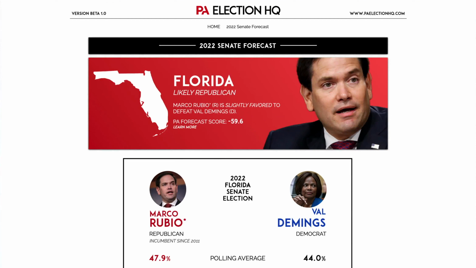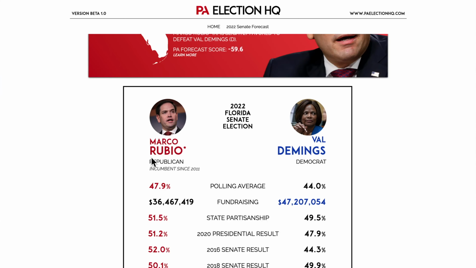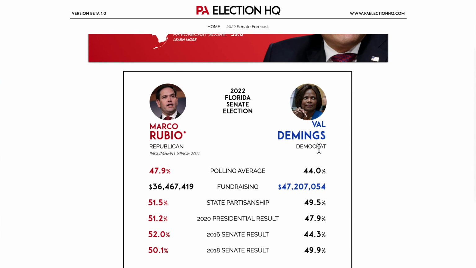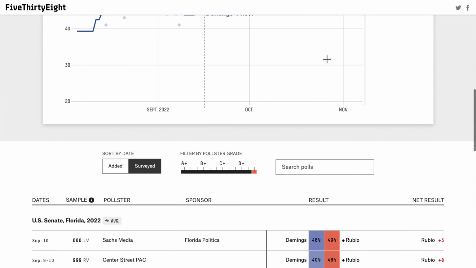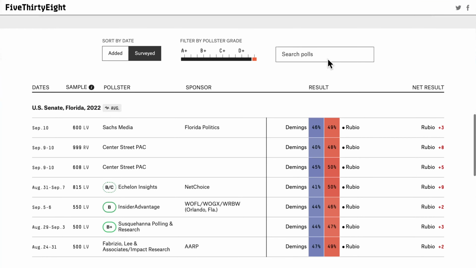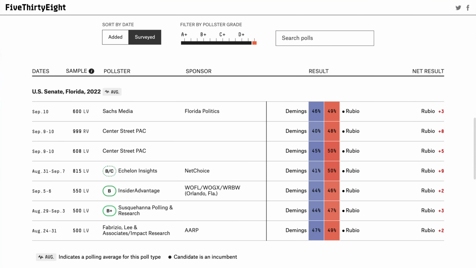Next up in Florida, we have it as a likely Republican state just barely, with Marco Rubio currently favored to defeat Val Demings. There's a score of 59.6 in the negatives, and this is a slight typo here. It should actually say favored instead of slightly favored, but I'll fix that very soon. But Marco Rubio right now leads over Val Demings. In the polls, he is up by a margin of 3.9%. Florida is definitely going to be a Republican state. Marco Rubio is not going to lose his re-election to a third term.